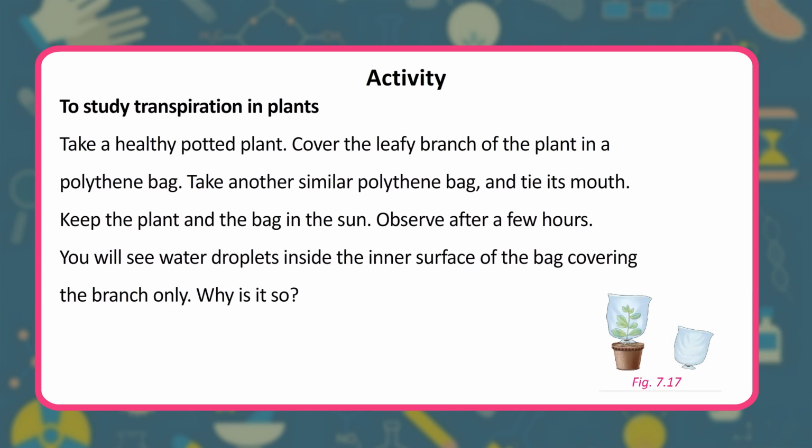Activity. To study transpiration in plants. Take a healthy potted plant. Cover the leafy branch of the plant in a polythene bag. Take another similar polythene bag and tie its mouth. Keep the plant and the bag in the sun. Observe after a few hours. You will see water droplets inside the inner surface of the bag covering the branch only. Why is it so?